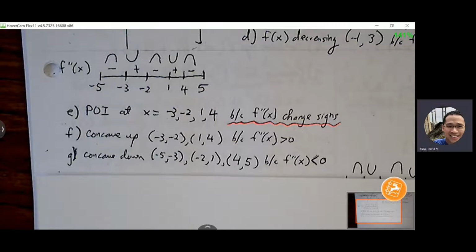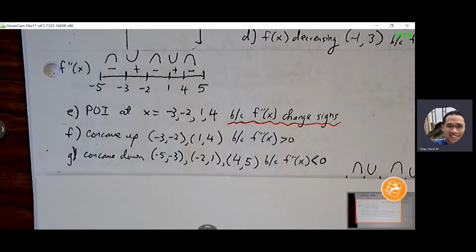Any questions so far? Pretty good. Yeah. So we're writing like the point of inflection or the relative maximum. Yep, just the x values.